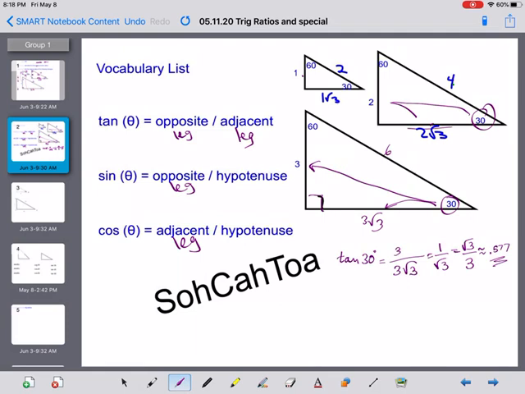Okay, sine of, we can say sine of 30. And this will always be an acute angle in geometry. So you'll always plug an acute angle in for theta. When you get to pre-calc, it's a little different. For now, it's always going to be an acute angle.